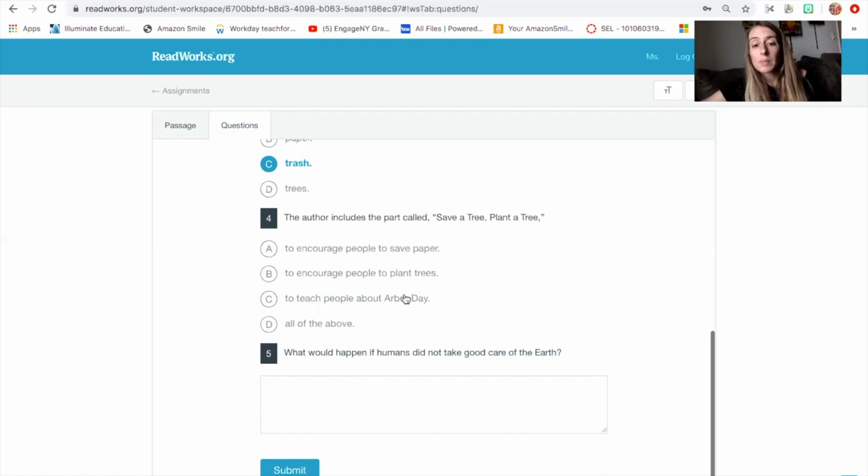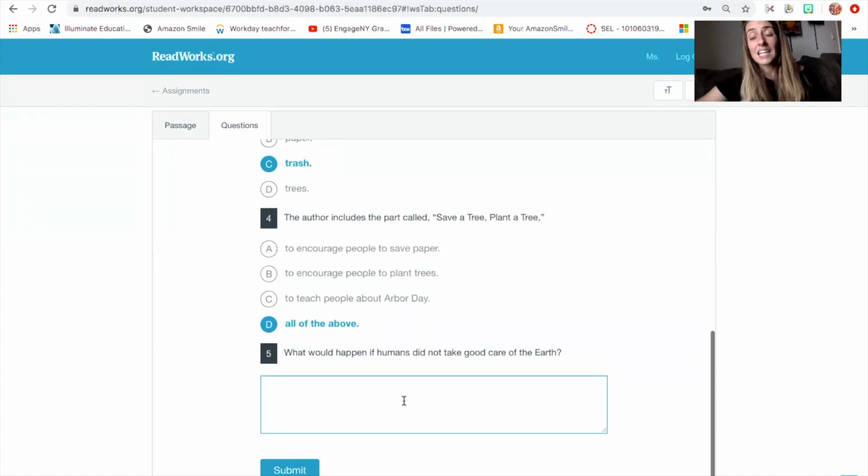C says to teach people about Arbor Day. That was also in the section. So these all seem like good answers. So let me read D. All of the above. Boys and girls, this is such an important example of why we have to read all of the answers, because if we just clicked A, even though that was correct, we would get it wrong, because so were B and C. So I need to click D, all of the above, because all three of these tell us why the author included the section, Save a Tree, Plant a Tree.